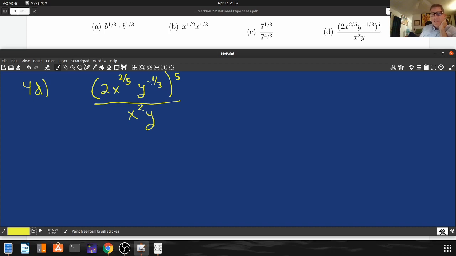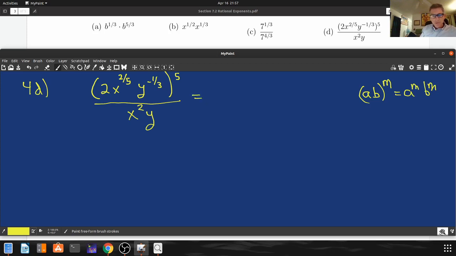I could move the y to the 1/3 under the division line, which would result in the numerator itself being a fraction. That's not a simplification. Let's use this rule. It's the power of a product rule. A times b raised to the nth power is a to the nth times b to the nth.